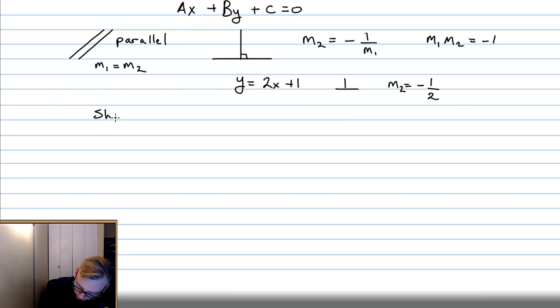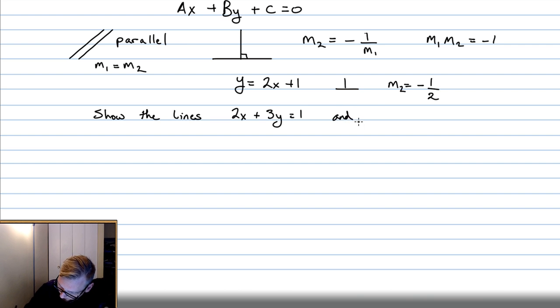Show that the lines 2x plus 3y equals 1 and 6x minus 4y minus 1 equals 0 are perpendicular. I like to just write the symbol as a short form.